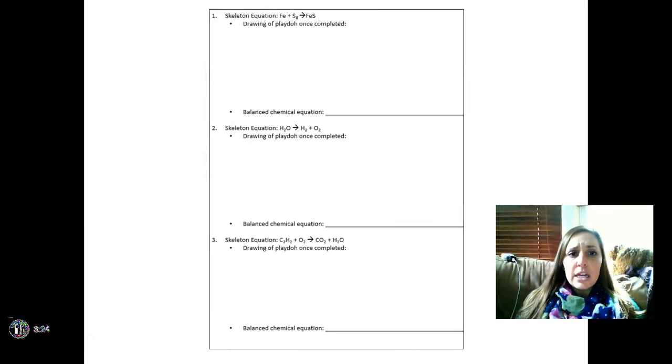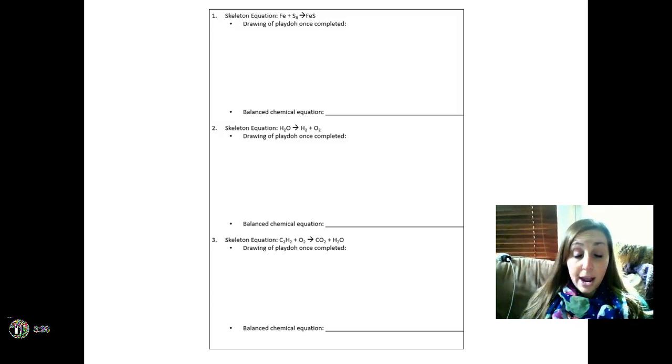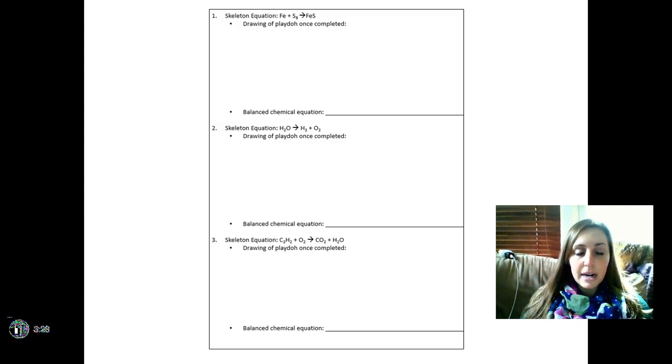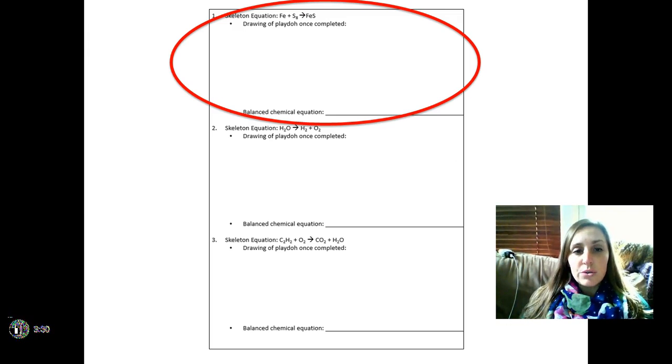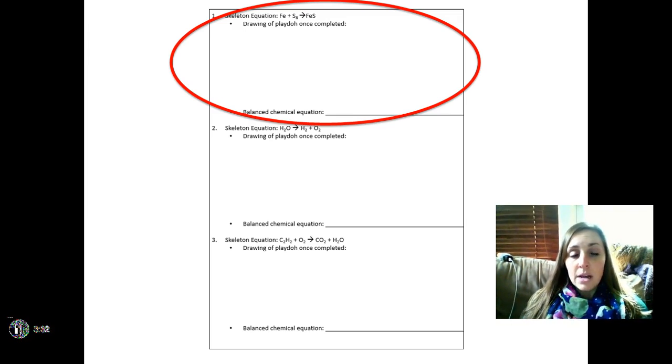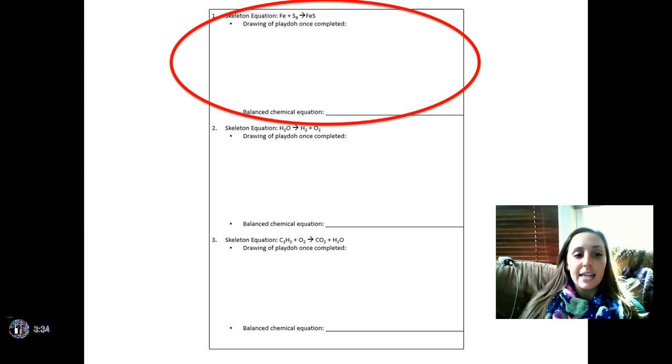All right, so here's one of the pages from your activity today, so go ahead and open it up to this page. We're going to do number 1 together right now, so you'll actually get the answers here. I'll talk you through how to do it, and you'll move on to number 2.